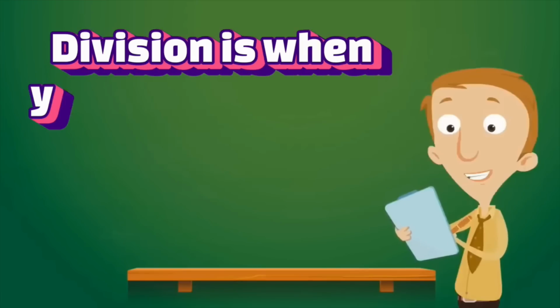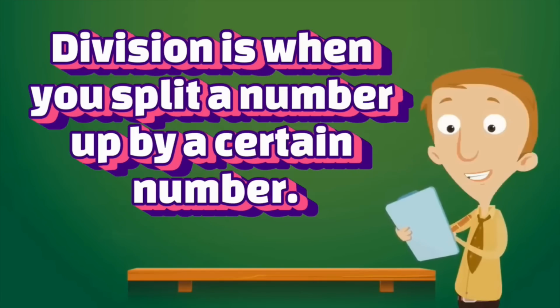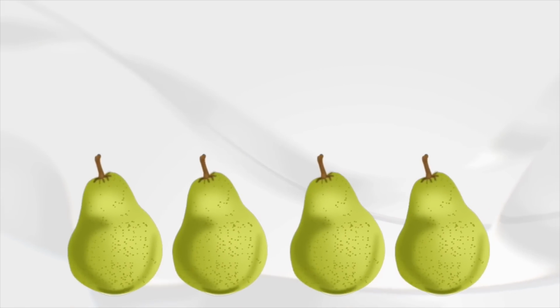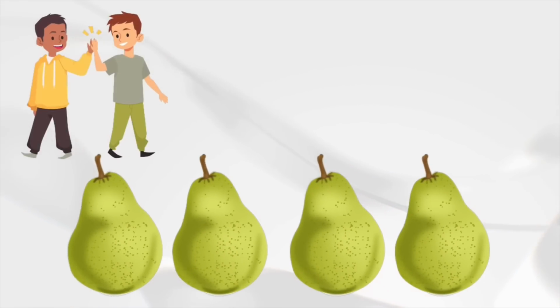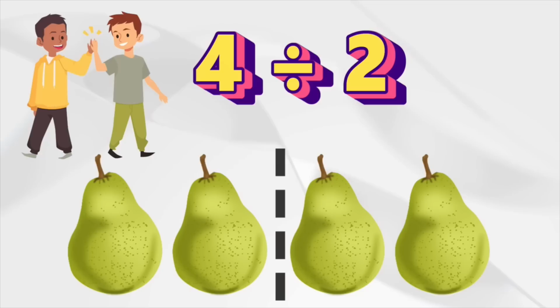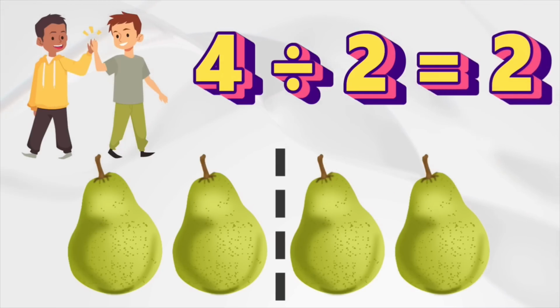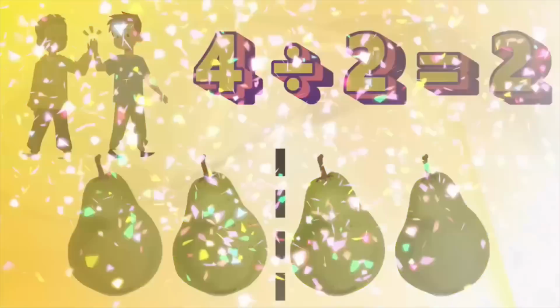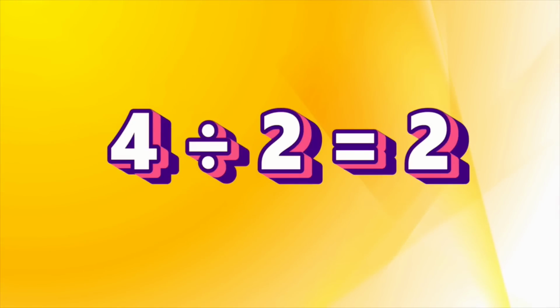Well, division is when you split a number up by a certain number. Let's say there are 4 pairs. Michael and Liam want to split the pairs, and they want to make sure it's fair. There are 4 pairs, and we're dividing the pairs into 2 groups, one for Michael and one for Liam. 4 divided by 2. What is 4 divided by 2? Yeah, 2. 4 divided by 2 equals 2. Michael and Liam both get 2 pairs. Tasty. 4 divided by 2 equals 2.